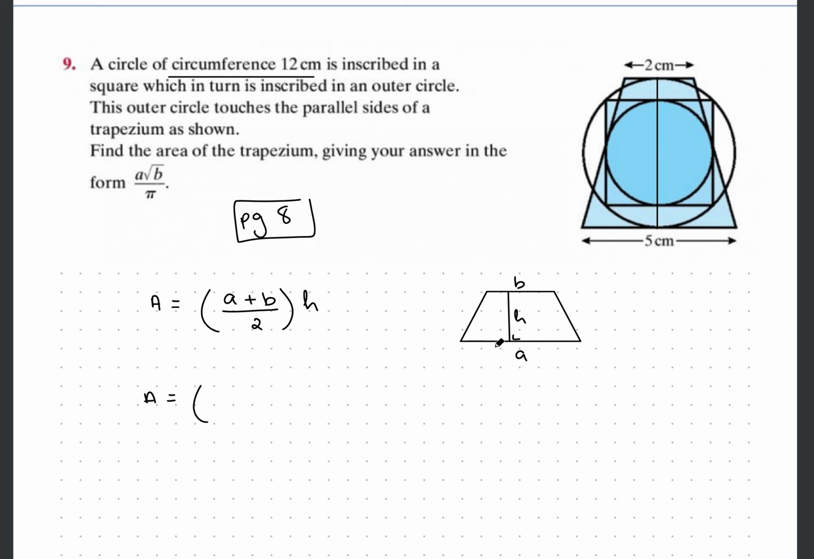a we have then. It's the bottom one, 5. So I can write 5 plus b, which is the top one, which is 2, all over 2, and then it's going to be multiplied by h. I do not know what that is, but I can leave it as h for the time being, or I could start calling it the diameter, or 2r. But I'm going to leave it as h for a while. So 5 plus 2 is 7, so I have 7 over 2 h as the area for now. I'm going to keep that and set it aside. That would have picked me up marks immediately.